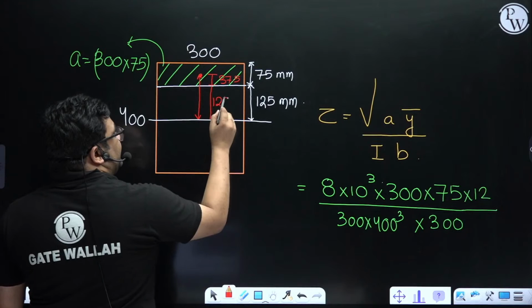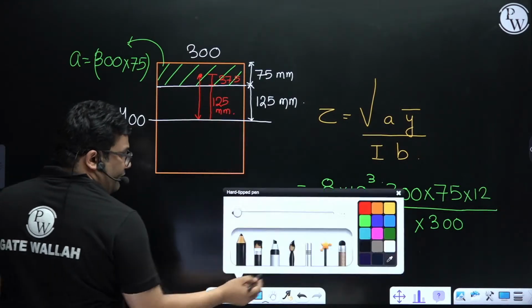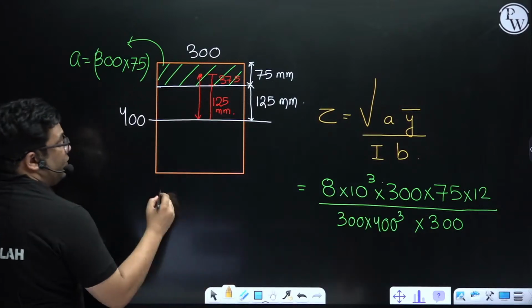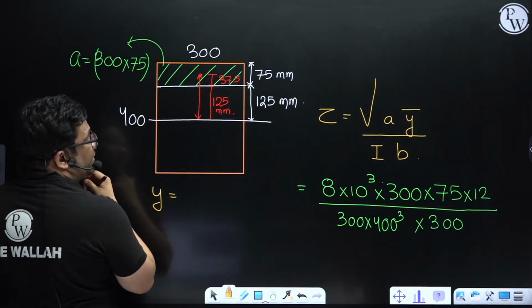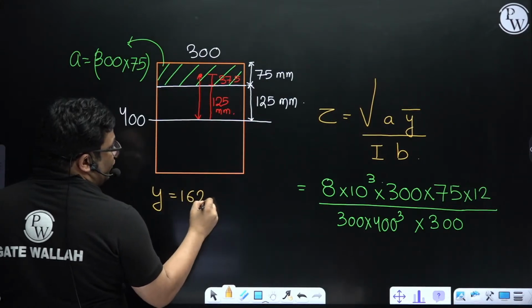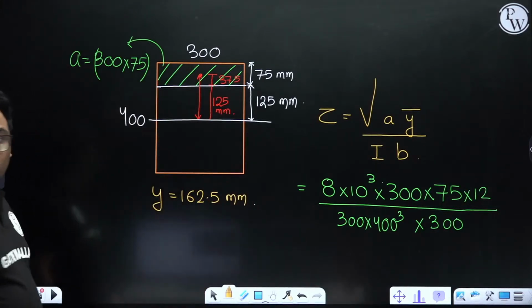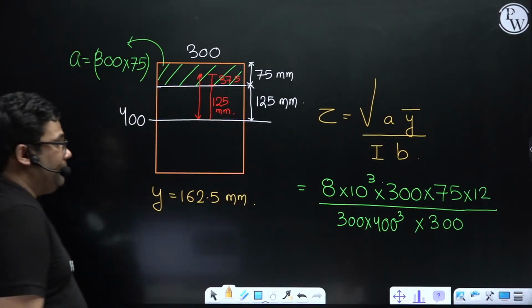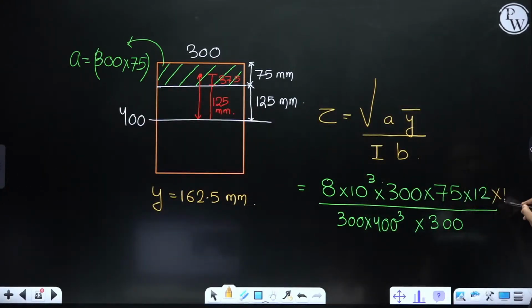So I can say, what is Y bar from here? I can say the Y bar is 125 plus 30, 155, 162.5 mm, right? It is 162.5 mm. Finish. And so I'll just put the values and find out the shear stress now.